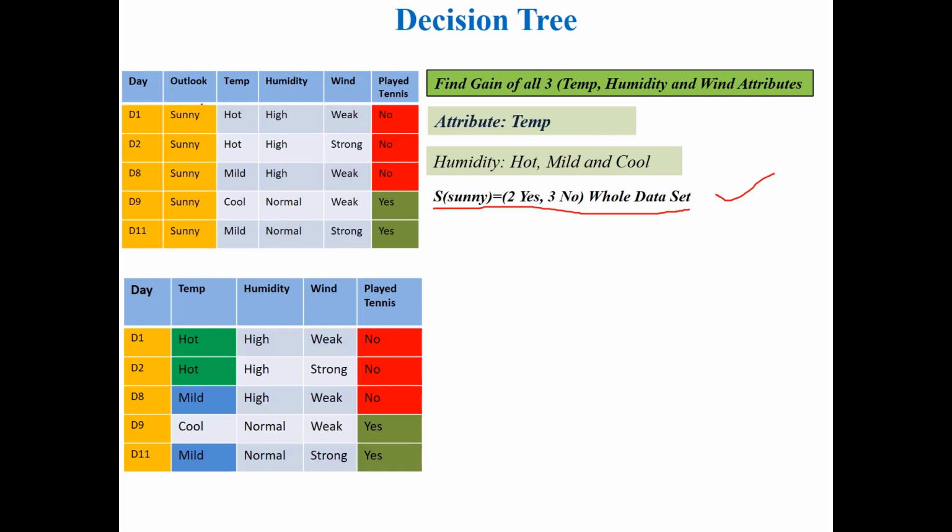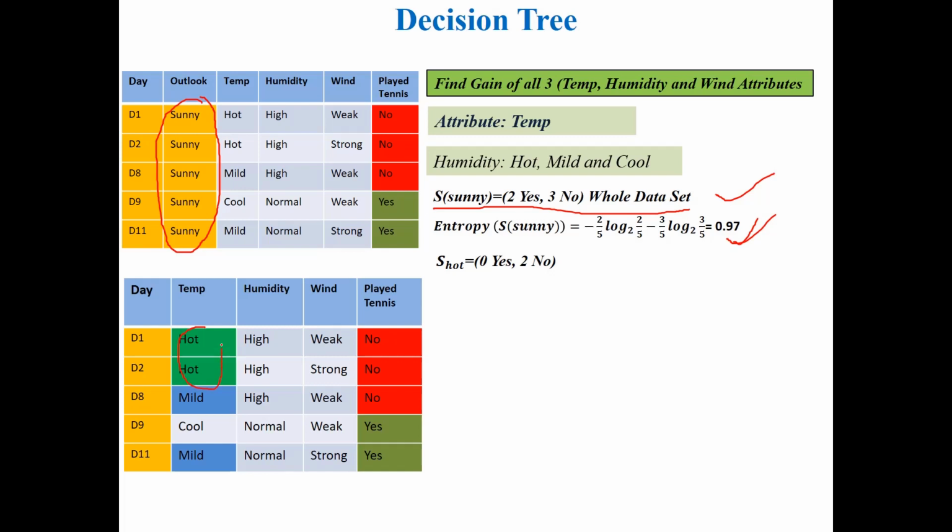sunny, because this we are considering as a whole data set. So for this, entropy will be: 2 yes and 3 no, so 5 will be the whole data set value, and over that we are going to find the 2 yes over 5 log to the base 2 of 2 by 5 minus 3 no over 5 log to the base 2 of 3 by 5. So it is coming out to be 0.97. This value we have to consider now, and we will start with the hot example.